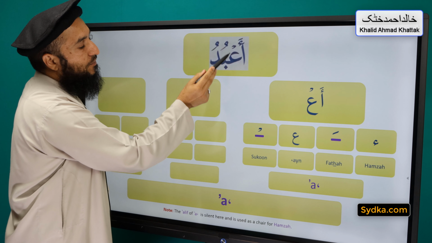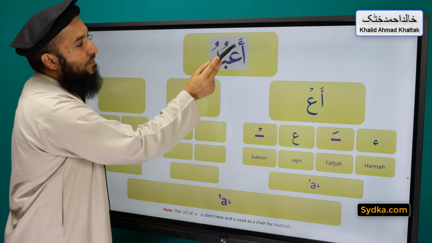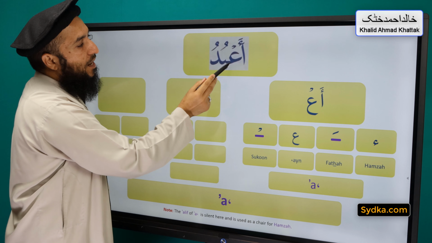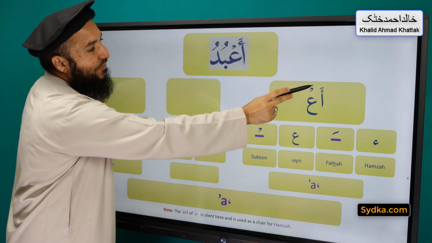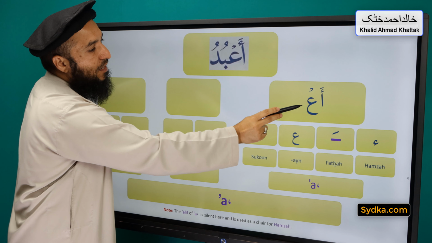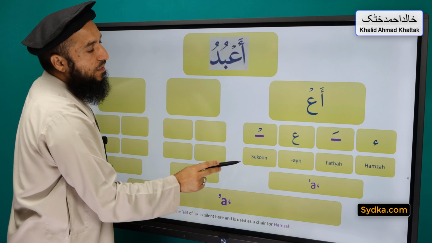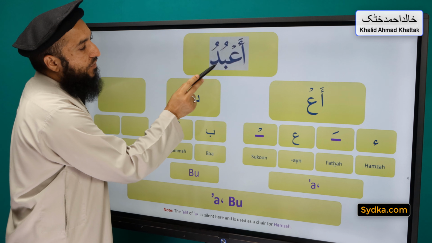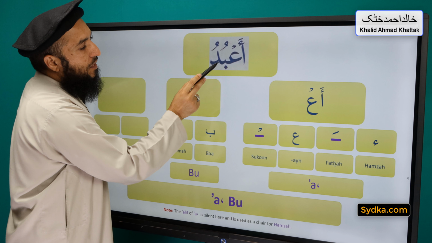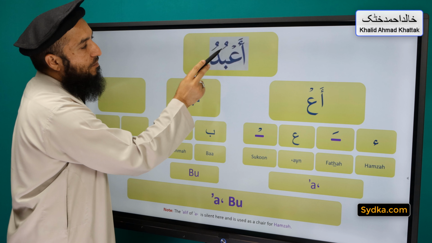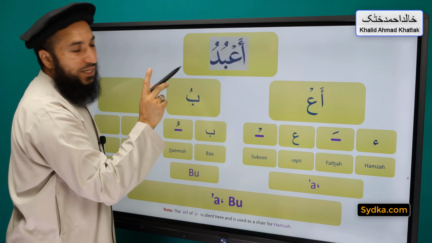Hamza fatha ayn sukoon, a'. The second syllable we have is ba dhamma bu. Ba is a light letter, it has dhamma on top of it, and it is prolonged for 1 count.